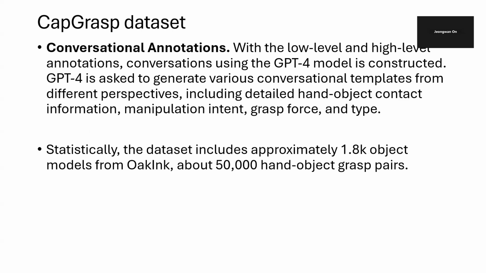For conversation and annotation as well, they use GPT-4. With low-level and high-level annotations, conversations using the GPT-4 model are constructed. GPT-4 is asked to generate various conversational templates from different perspectives, including detailed hand-object contact information, manipulation intent, grasp force, and type. Statistically, the dataset includes approximately 1.8 thousand object models from OakInk, and about 50,000 hand-object grasp pairs.